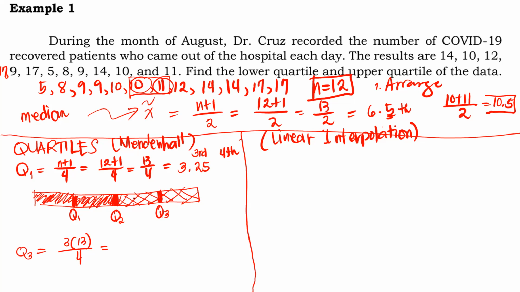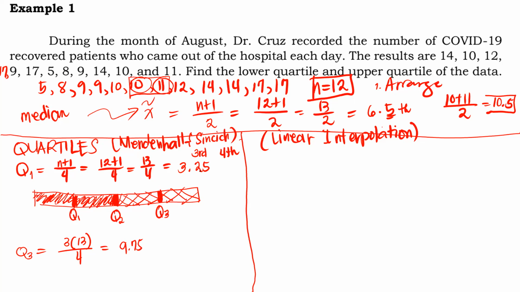Three times 13 divided by 4 is 9.75. For Mendenhall and Sinsich, let's include Sinsich too.